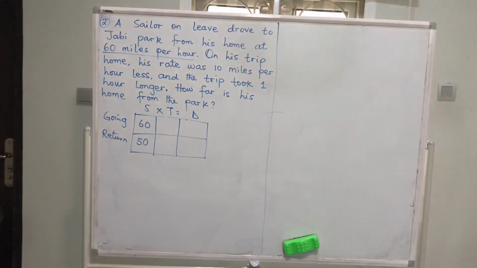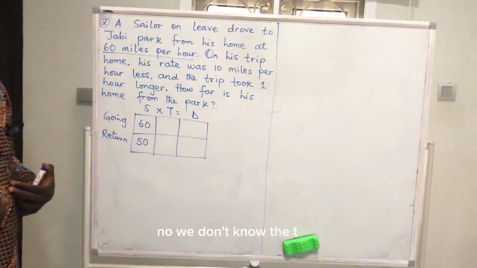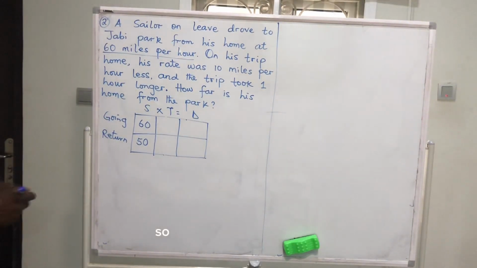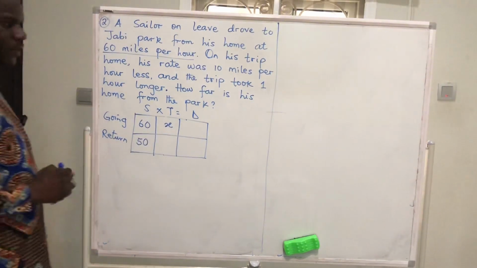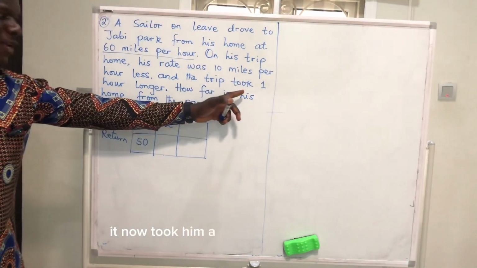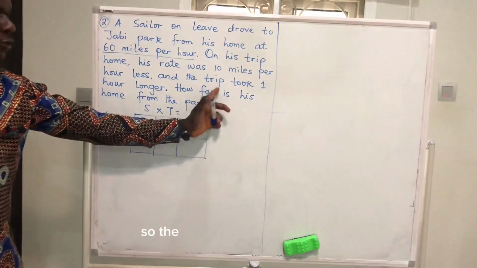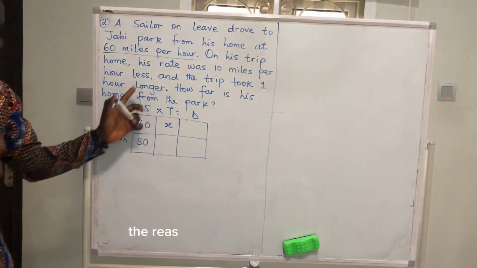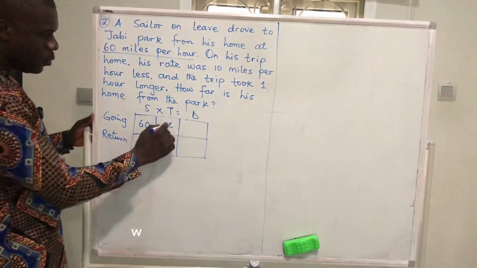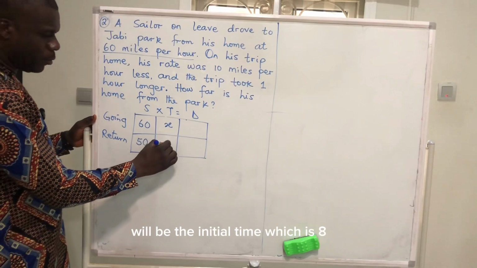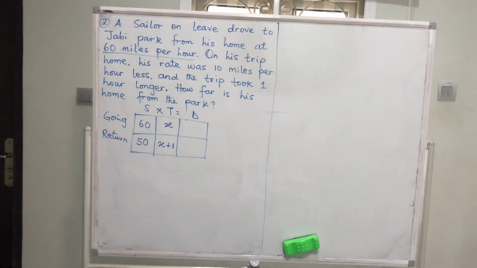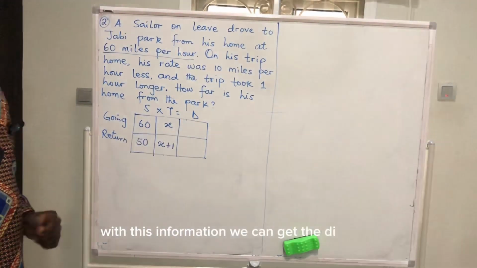Is that clear? Now, we don't know the time it took this man to drive from his house to the park. So we can let the time be x. But we know that because he reduced his speed, it now took him a longer time to get home. So the trip took 1 hour longer. The reason is that he reduced his speed. So the time it will take this man to get home will be the initial time, which is x, plus 1. The time is now 1 hour longer. Is that information clear? With this information, we can get the distance.